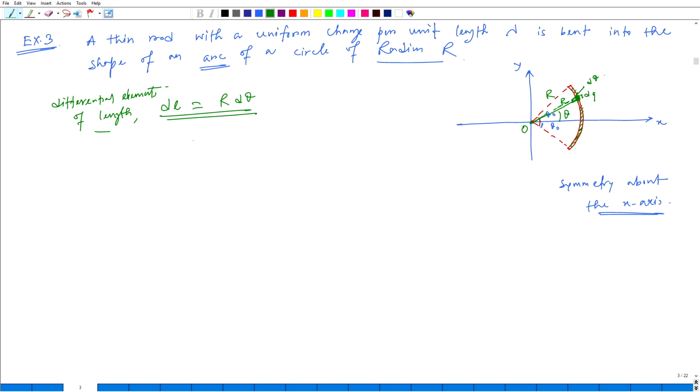The charge of the small strip, dq, is lambda times dl, because lambda is the uniform charge density, that is given in the question. Now put the value of dl, so dq is lambda r d theta. Now we calculate the electric field at point O due to this charge dq.